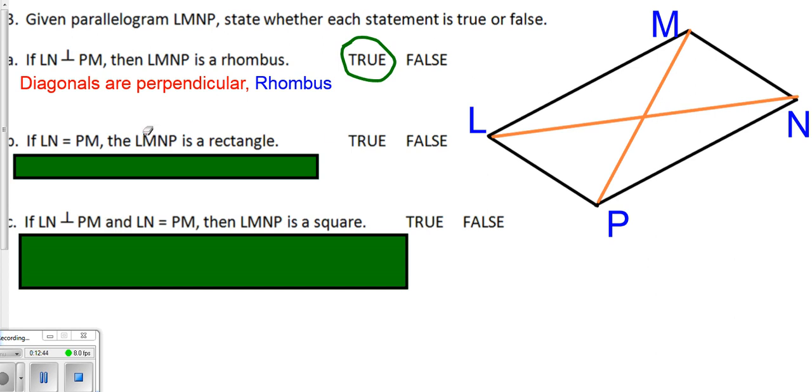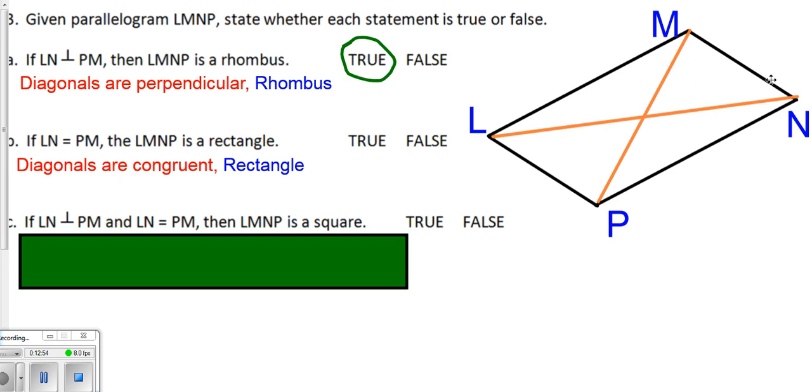If LN equals PM, so this diagonal is exactly the same length as this diagonal, then it is a rectangle. Well, what did they tell us? They told us the diagonals are congruent to each other, which means they're describing a rectangle. So yes, true. This figure would be a rectangle if that information was true.